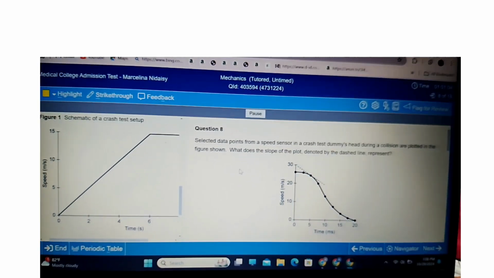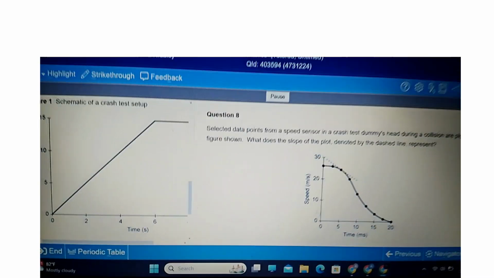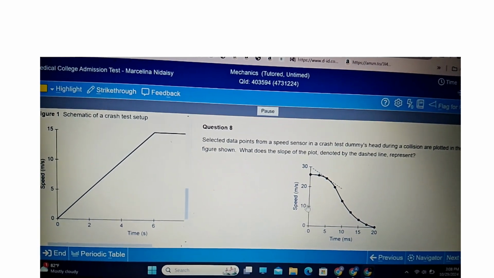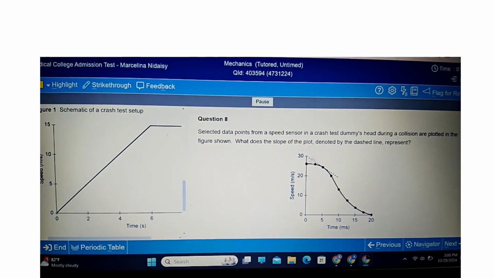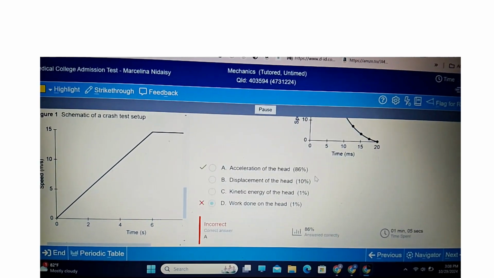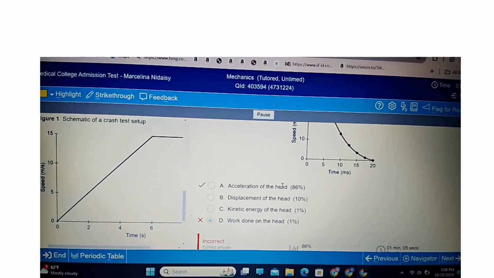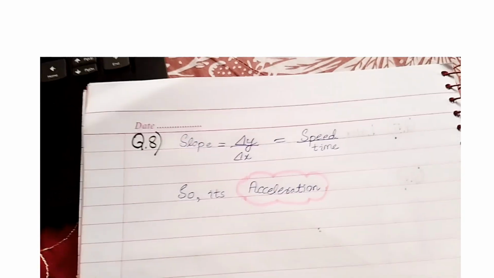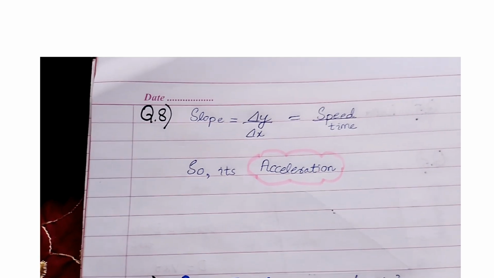Next is question number 8, and it is a very simple question. They have given us this graph, and this graph has a dotted line slope. This dotted line slope is for which graph? Speed time graph. The speed time graph represents the acceleration, and this is moving in the opposite direction, so this is the negative acceleration. But what are the options? We have acceleration, displacement, kinetic energy, and work done. This is the slope of the speed time graph, so acceleration will be the right option. I hope it made sense. Still, you can ask if you haven't understood it.